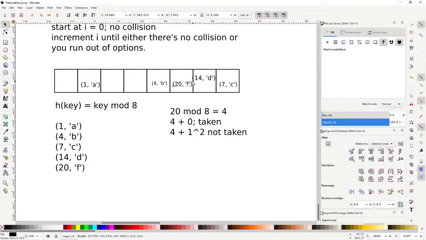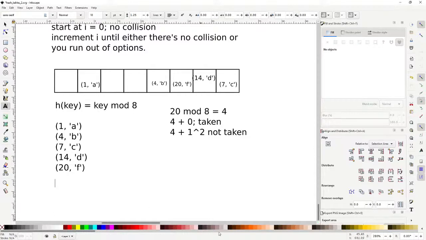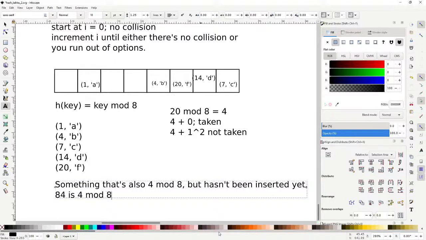But now what happens if we try to stick in something else that's also 4 mod 8? Let's try a new key. We want something that's also 4 mod 8 but hasn't been inserted yet. So what else is 4 mod 8? I guess 84 is 4 mod 8. That's pretty easy. And so let's insert a key 84t.